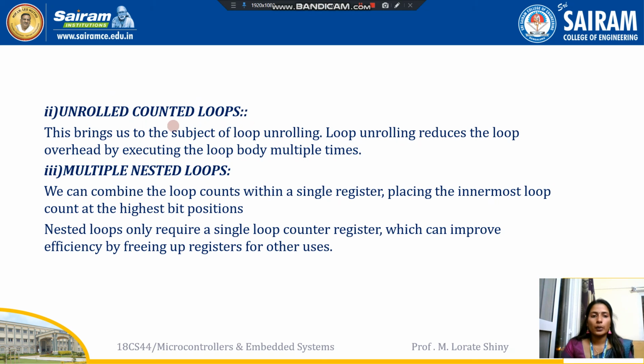Second type is the unrolled counter loop. In the unrolled counter loop, this is used by loop unrolling. This loop unrolling reduces the loop overhead by executing a loop body multiple times.